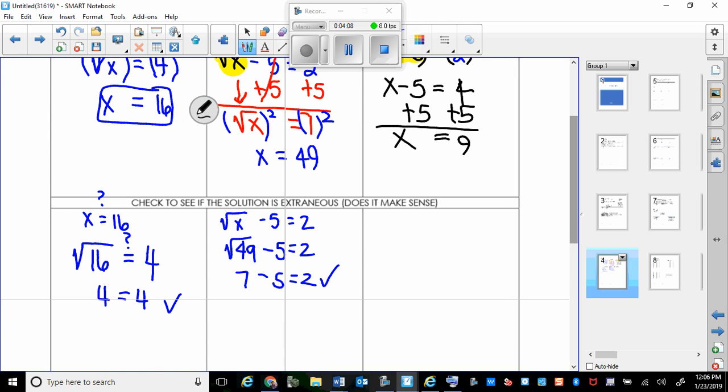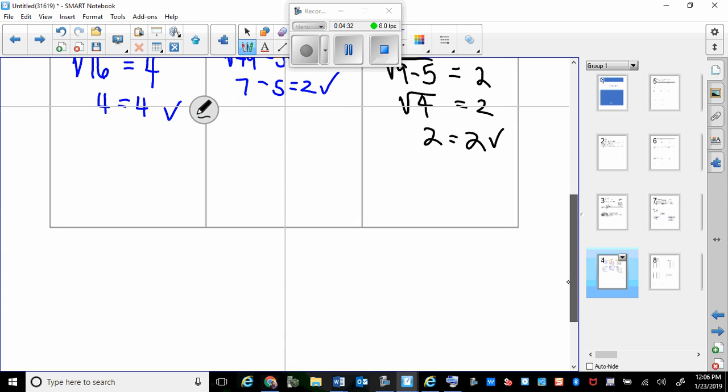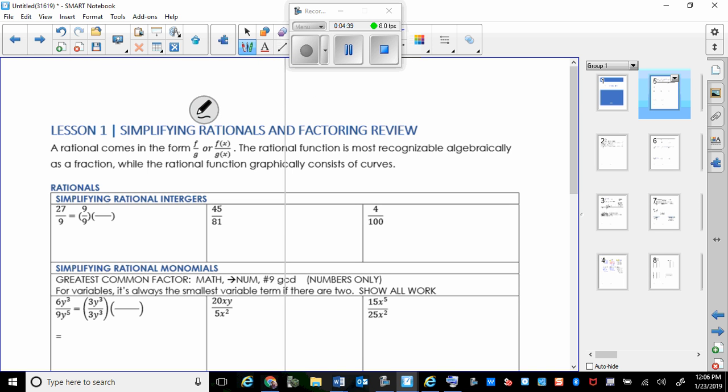Now I'm going to check whether this is true. So the square root of x minus 5 equals 2. Make sure that's correct. Yeah. So square root of 9 minus 5 equals 2. Square root of 4 equals 2. And 2 does equal 2. So it checks out. Okay? And that's essentially your warm-up. Now we're moving on to what your factoring project looks like.